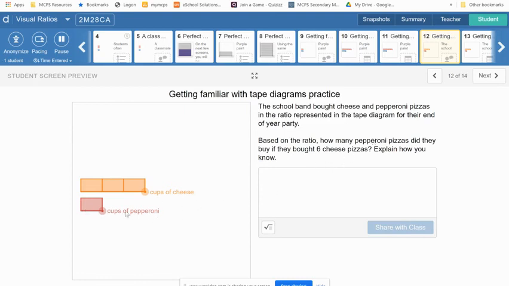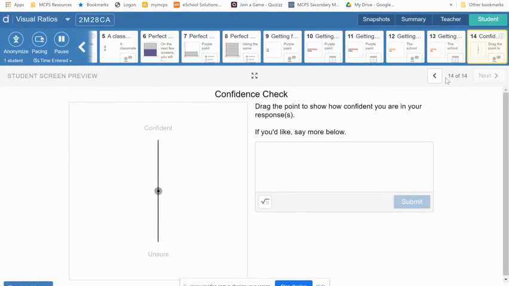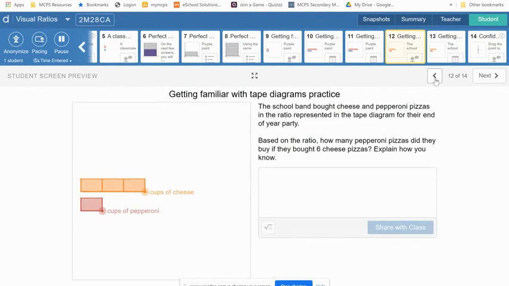So if I look here, that would be 1 pepperoni pizza, and this would be 1, 2, 3. This would be 3 cheese pizzas. So go ahead and work on these. And show me that you learned something from what we just went over. And if you're not sure, write it out. Based on the ratio, how many pepperoni pizzas did they buy if they bought 6 cheese pizzas?